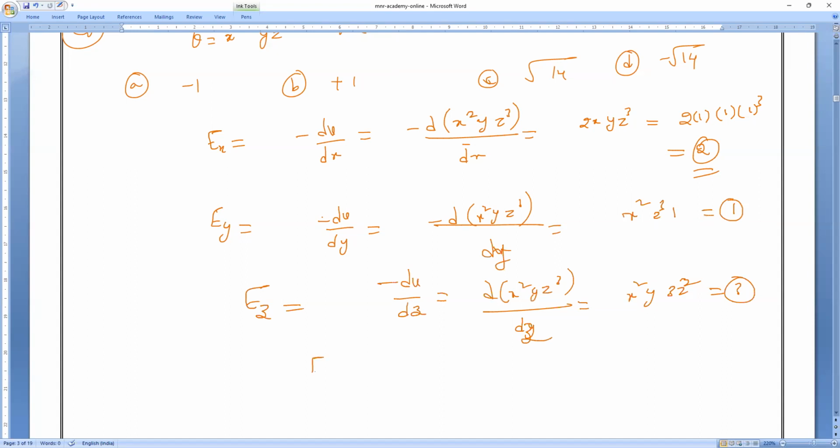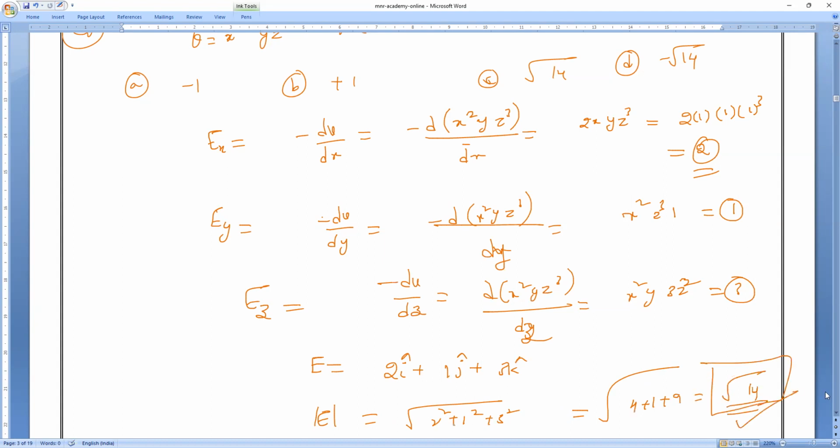So you have to try, everybody. So E is equal to what is that? 2i cap plus 1j cap plus 3k cap. You can check it, everybody. So you can find the mod. So mod is equal to root over 2 square plus 1 square plus 3 square, which is equal to root over 4 plus 1 plus 9, which is equal to root over 14. That's all is the answer.